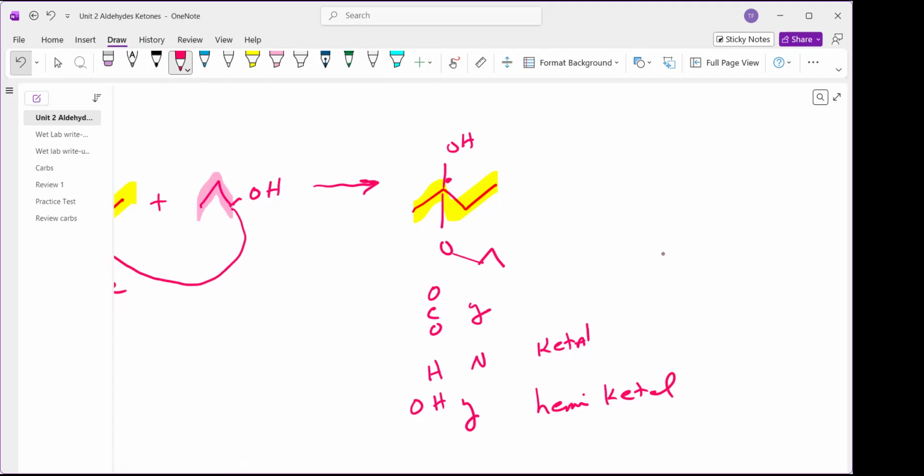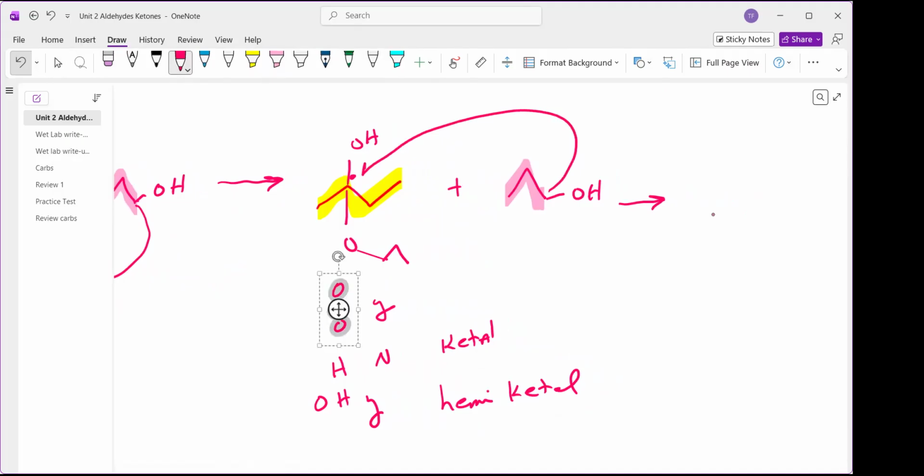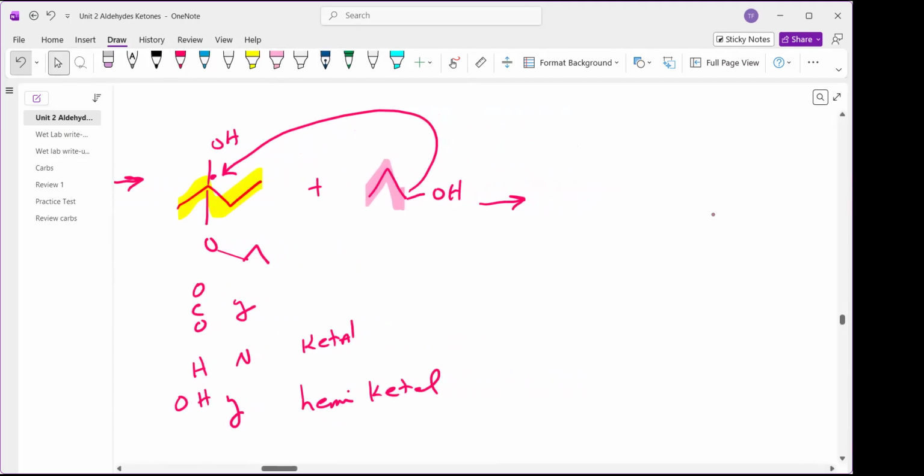All right, let's add another alcohol. Let's see, let's do this different. Propanol. And again, it's going to attach to the anomeric carbon. So we reproduce the backbone.